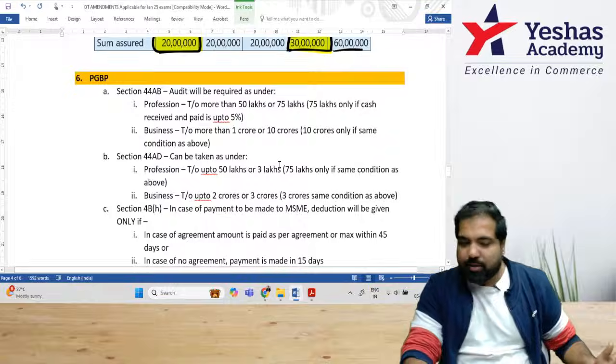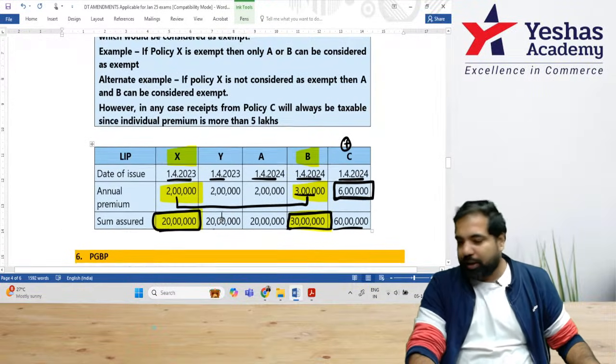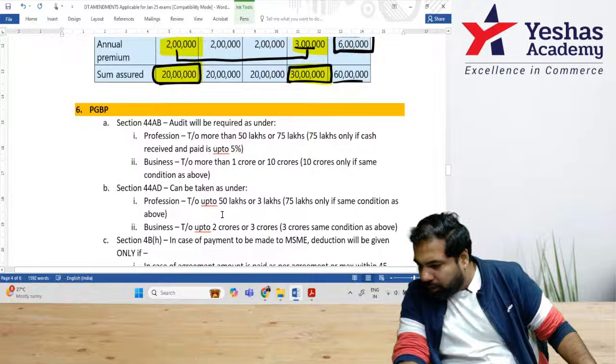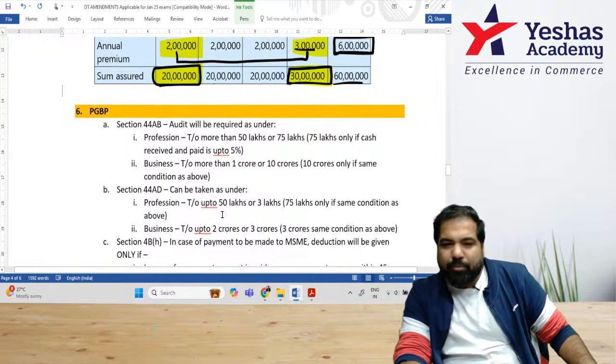Mehak, Manasvi, good answers. X and B are the perfect answers. The others also, guys. Mufida, good answer. Vamshi, A and B, no. X and B.